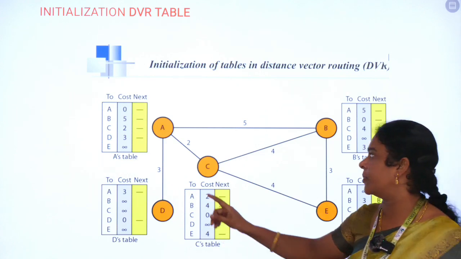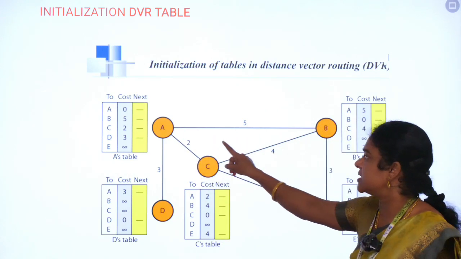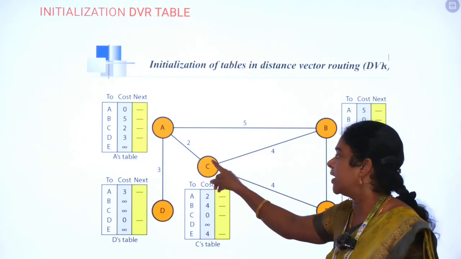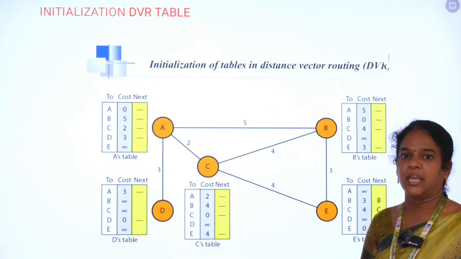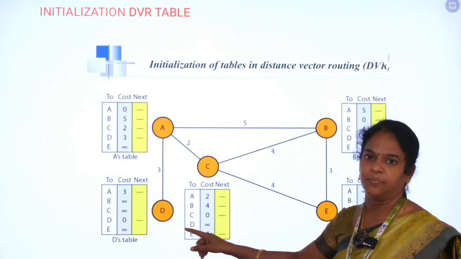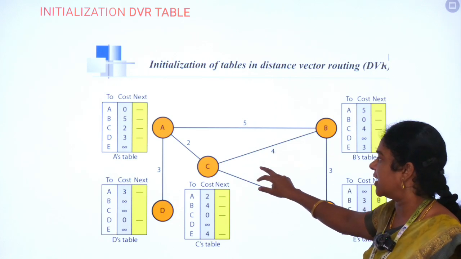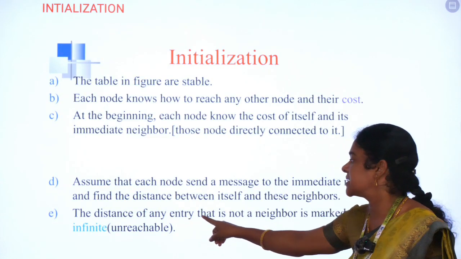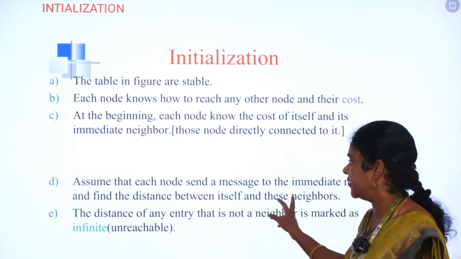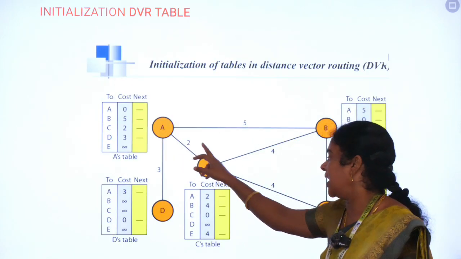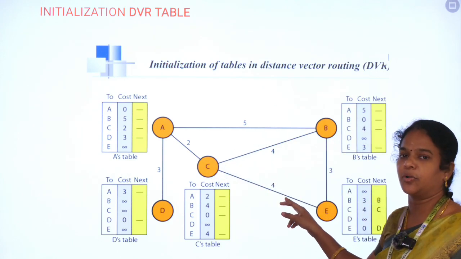So what does neighboring node mean? A is the root node. What does immediate neighbor mean? A to B is connected, A to C is connected, A to D is connected. So A's neighboring nodes are B, C and D. What is the unreachable node? E. As we saw already, the distance of any entry that is not a neighbor is marked as infinity. So in this example, A cannot reach E, so the cost is noted as infinity.